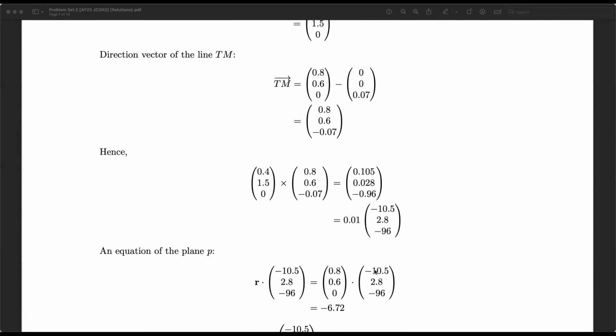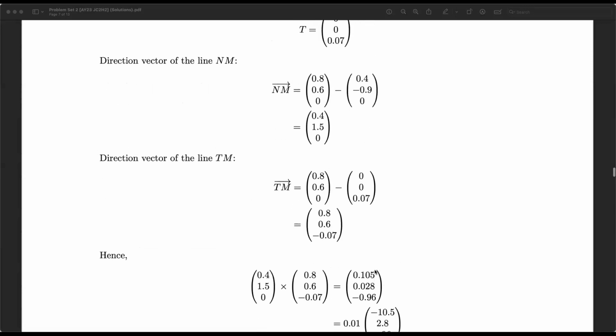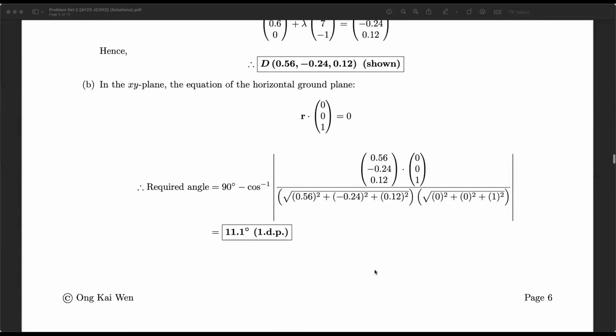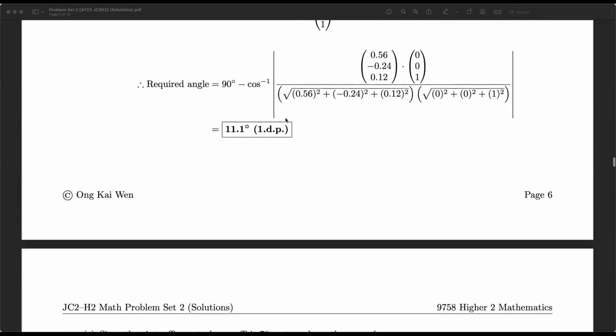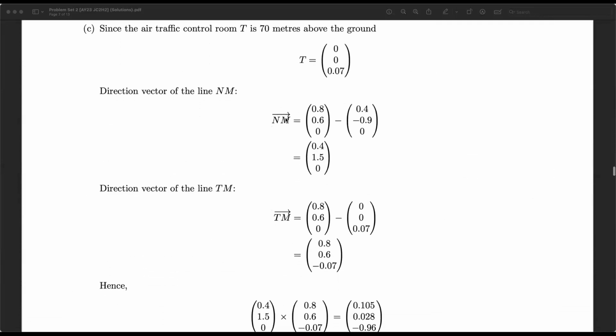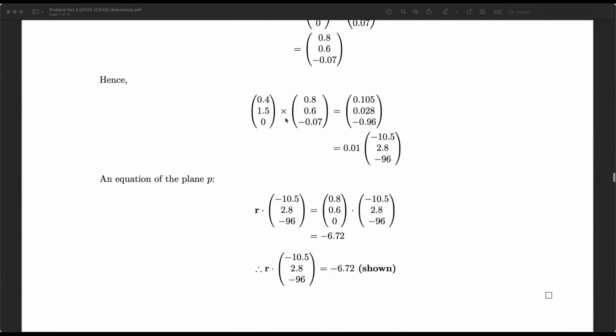Why is the R got 1 at the bottom again? Because that is the equation of an XY plane. This is the formal equation of an XY plane. And then you get this, you get the equation.